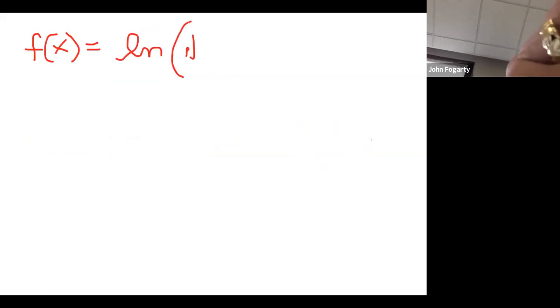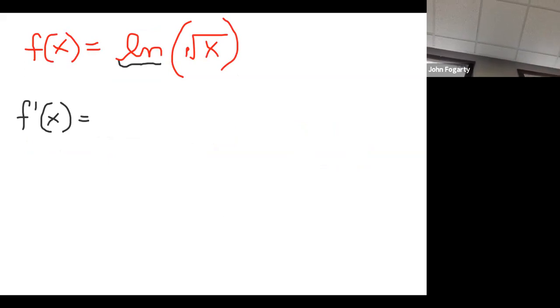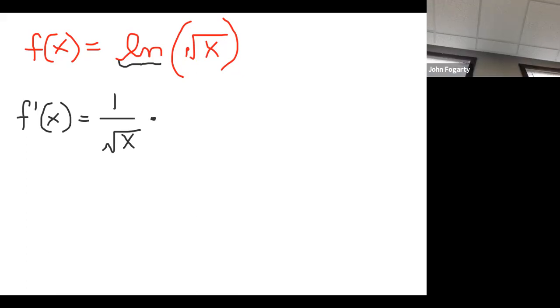F of x equals the natural log of the square root of x. All righty. Let's break it up into its two parts, right? So we got f prime of x. Well, what's the first thing we're going to take care of? We're not going to take the natural log of x. We're going to take the natural log of radical x. And then to that, what are we going to multiply it by? What's the derivative of that?